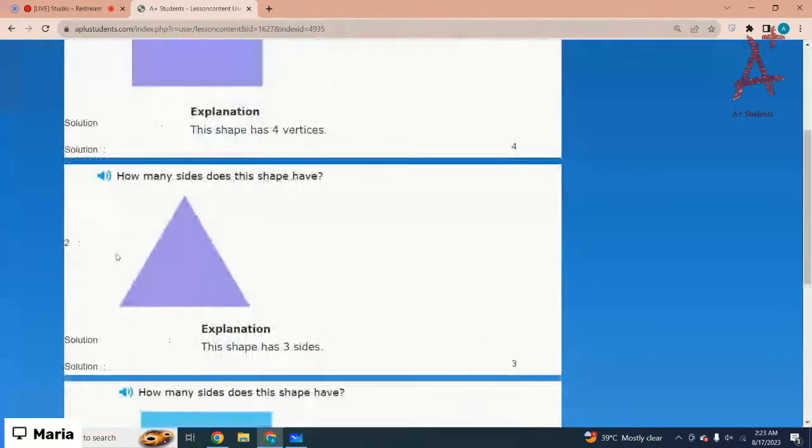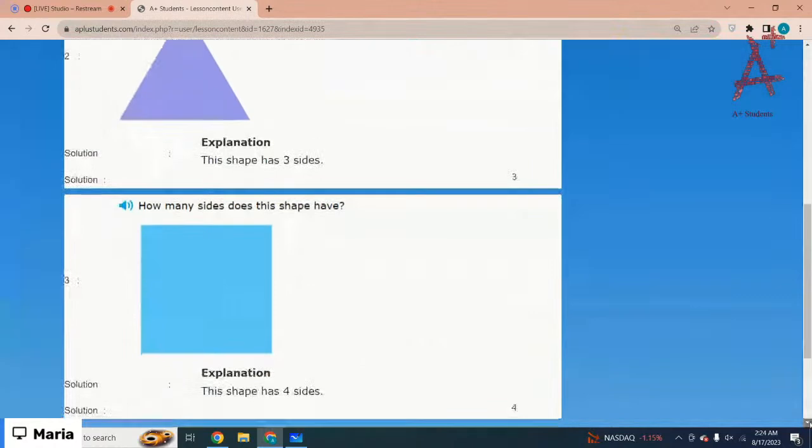Okay, how many sides does this shape have? You can see the shape has three sides, right? You have to see the sides. So that means that is a triangle, right? The correct option is triangle.